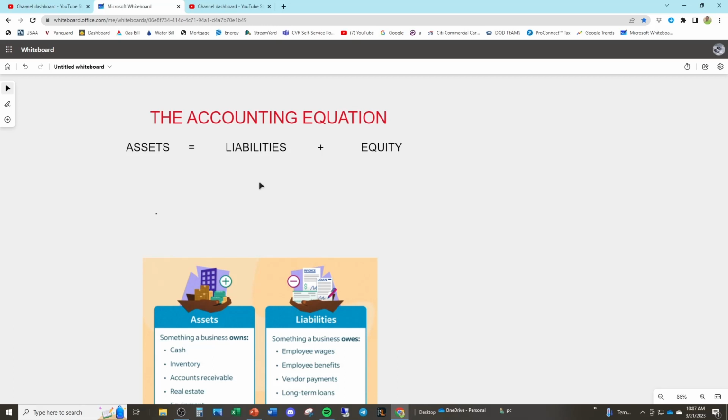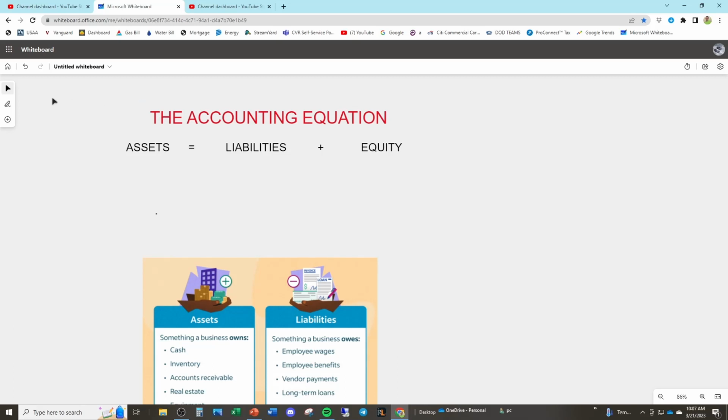Well, number one, accounting is all about balance. Whatever you have on the left, also known as debits, must equal what you have on the right, also known as credits. So whenever you have a journal entry, an accounting transaction, in some way, either directly or indirectly, assets, liabilities, and or equity will in some way be affected.